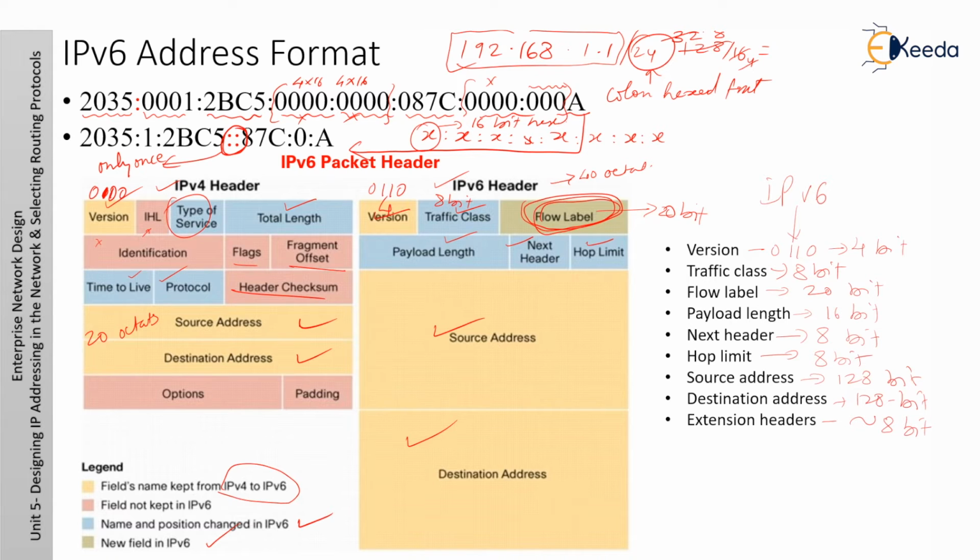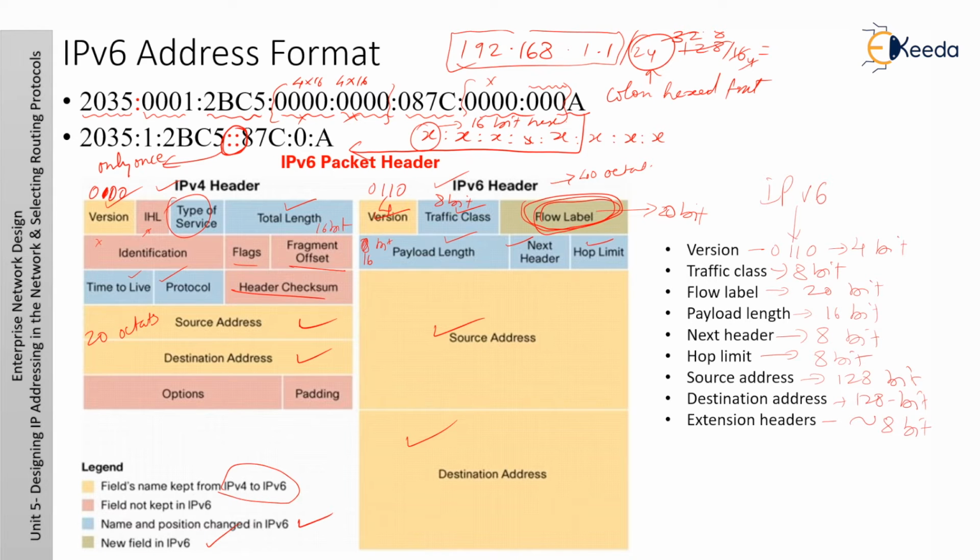Then come to payload length. Payload length is a 16-bit field. So this is similar to the IP version 4 total length field. Total length field is also 16-bit. So here also it is a 16-bit field.